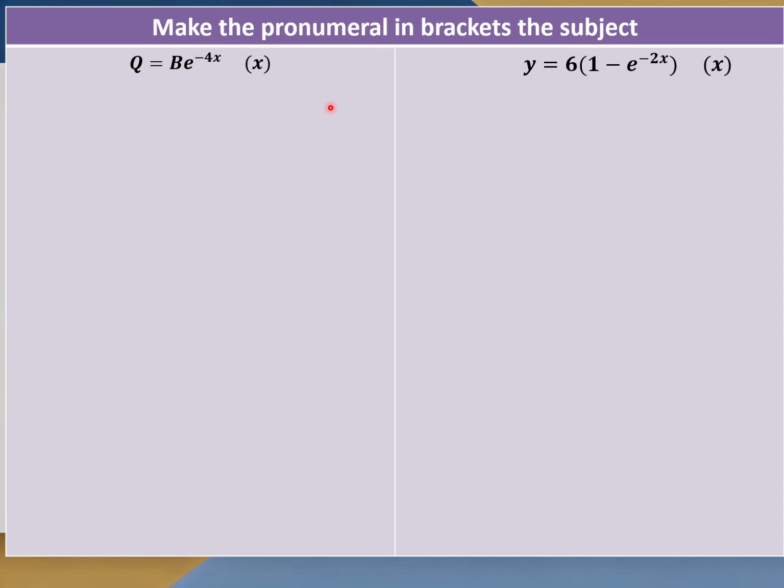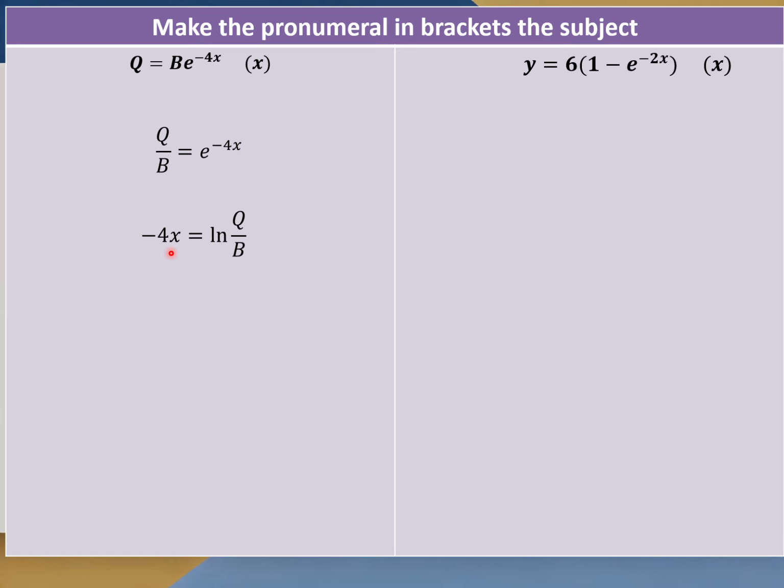So we've got q is equal to b e to the power of negative 4x, and we're wanting to get x the subject. So straight away, I'm just going to divide both sides by b. That gives me q over b is equal to e to the power of negative 4x. And now I'm going to use my log understanding. So that means this can turn into log base e of q over b is equal to negative 4x. But because we know it's log base e, I can just write it as ln.